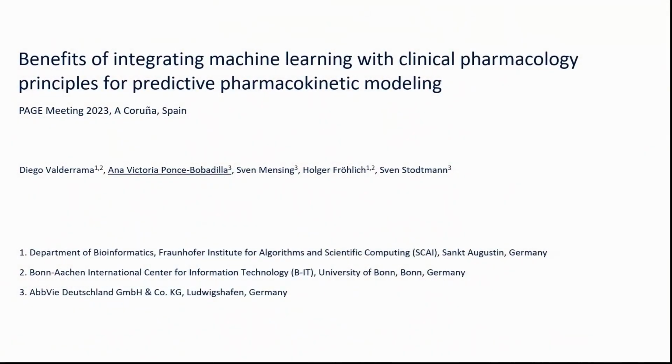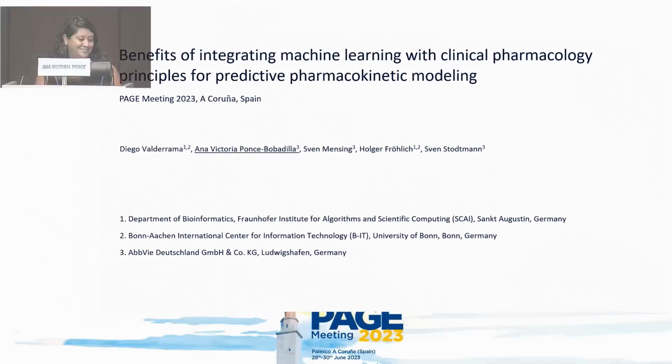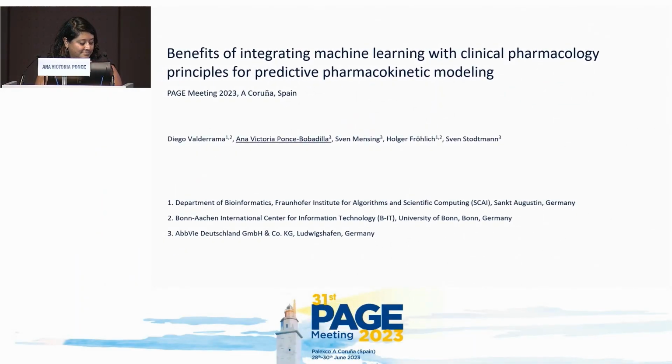So the final speaker of this session is Victoria Ponsi. She received her PhD in applied mathematics from University of Heidelberg, and since 2020 she holds a position as senior pharmacometrician with AbbVie. She will present on benefits of integrating machine learning with clinical pharmacology principles to predict pharmacokinetics. The floor is yours. Thank you.